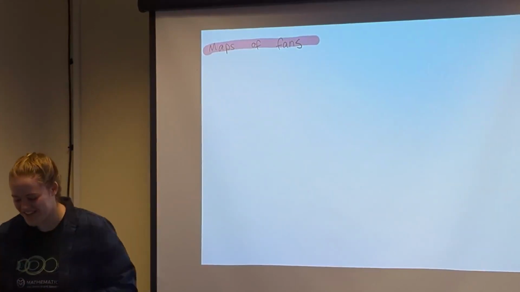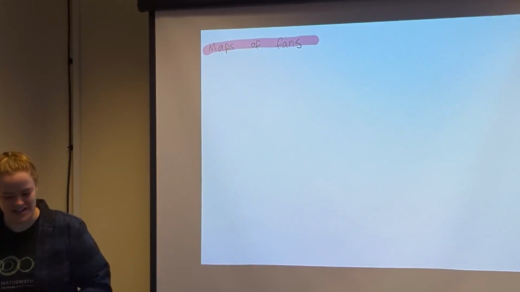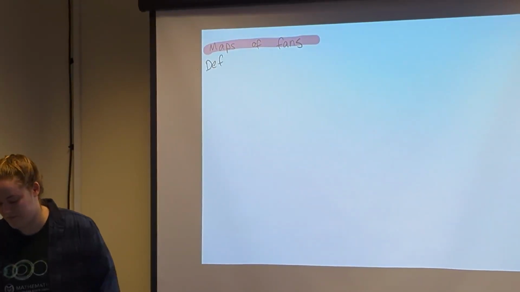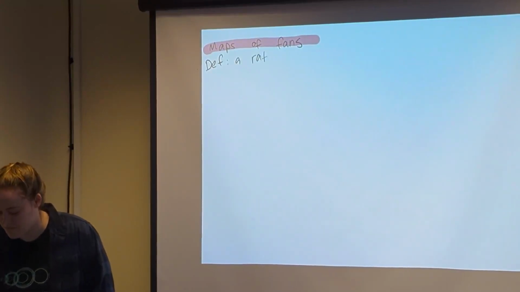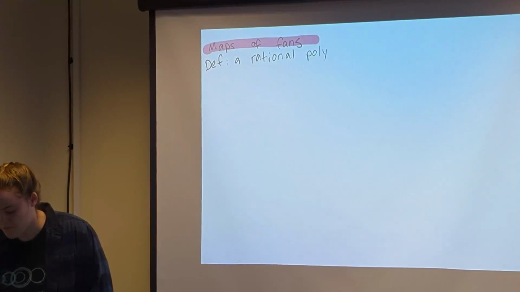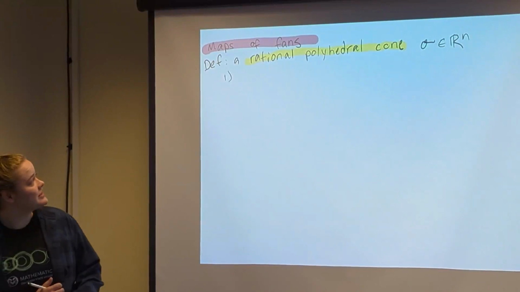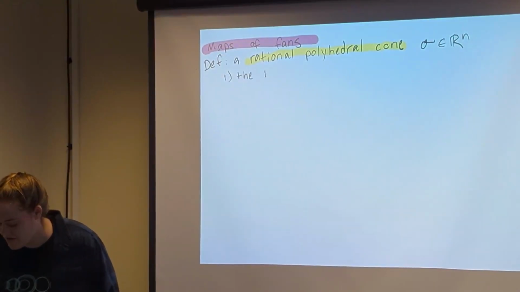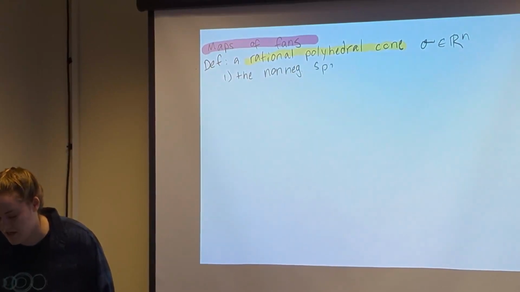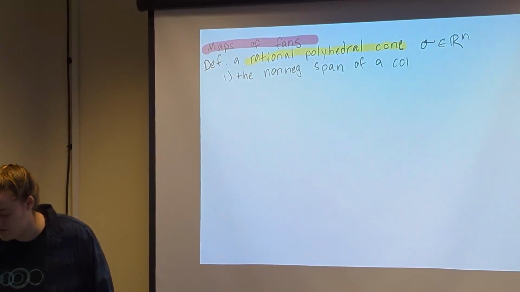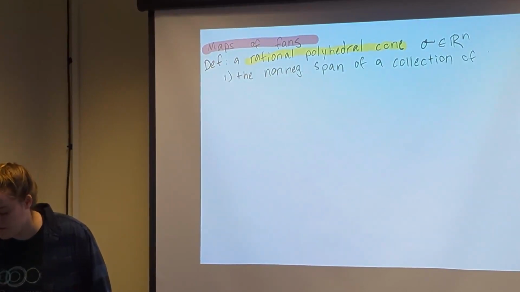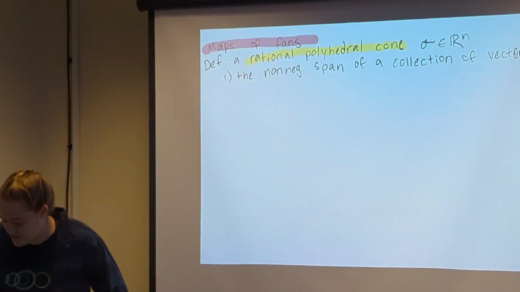Take it away, Erin. Okay, today I'm talking about maps of fans. So to start, we're going to build up to the definition of this, starting with defining a rational polyhedral cone. Sigma in Rn can be defined two different ways. The first definition is the non-negative span of a collection of vectors with rational coordinates.